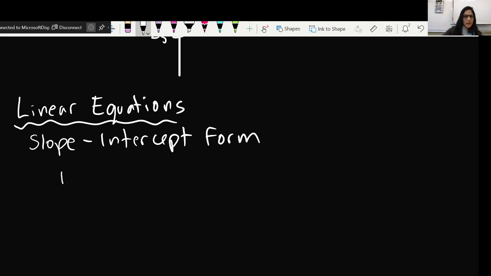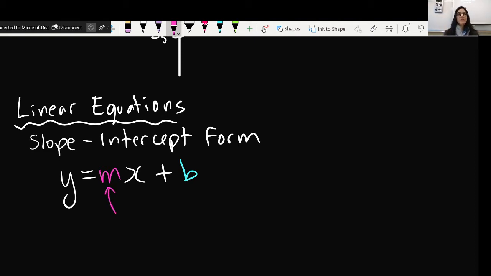We would have y equals, I'm going to do this in a different color, mx plus b. Have you seen this before? Some have, some haven't. Okay, no problem. We're going to review it anyways. Can somebody tell me what this m value means? What is that? Slope. Excellent. So this is called the slope.